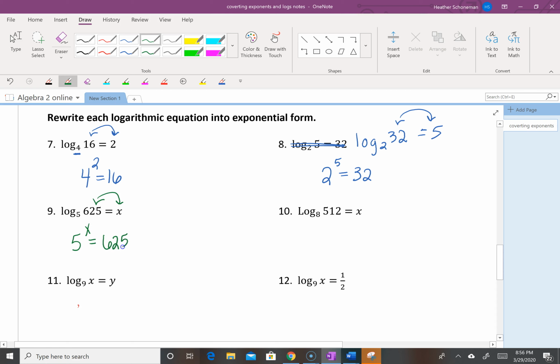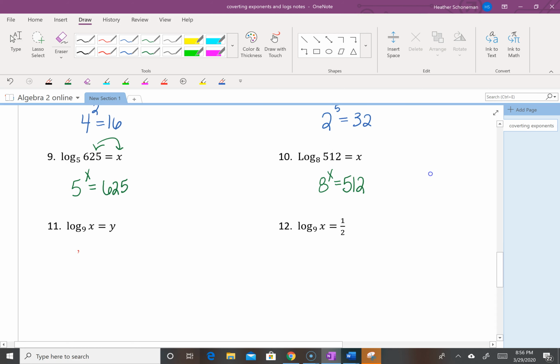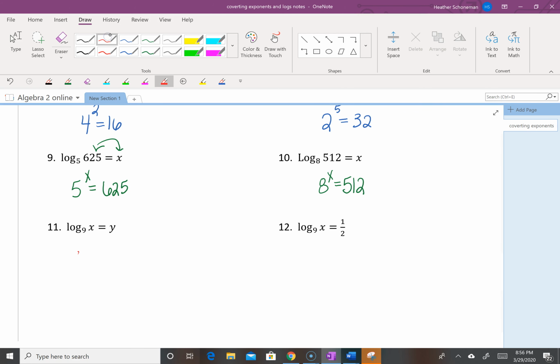equals 625. Now, written like this, the way I have it, that would be a little bit difficult to figure out. But if I could write it in that log form, then that's something that I could enter into my calculator and figure out the answer to. Over here, this one would be 8 to the x equals 512. All right, 2 more.